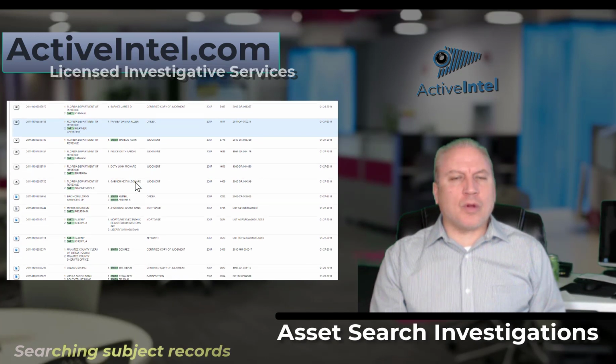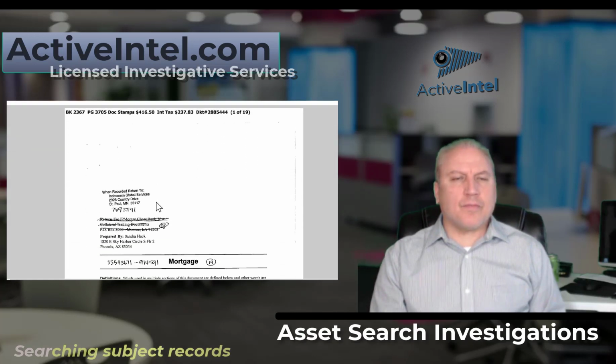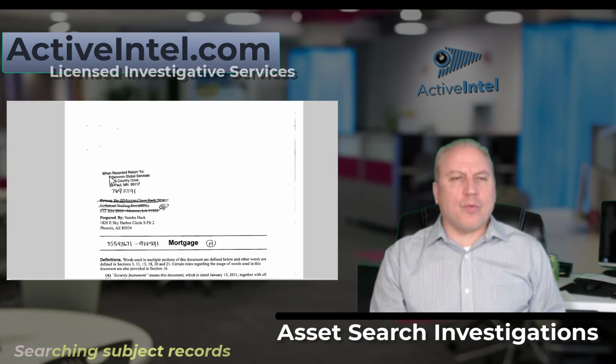Let's find another mortgage. You see, there's judgments. There's all kind of documents here. This mortgage is, here you go. When recorded, return to Indencom Global Services. So this is where that mortgage goes to. It was prepared by Sandra Hack, Phoenix, Arizona. Okay, so what does that mean?